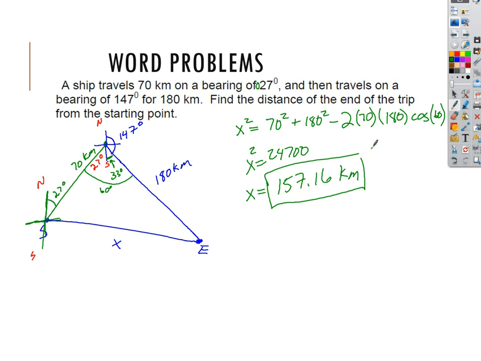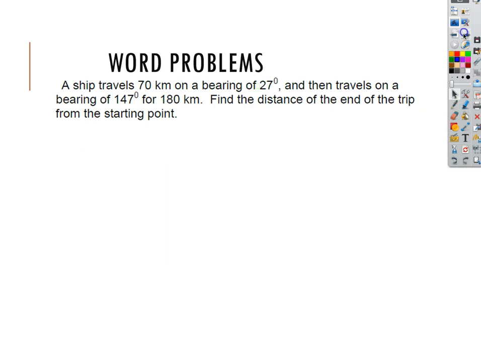Wow. It's a lot of work. So not only do you have to draw things, but you have to remember things from geometry. All right? Let that one soak in for a little bit. Take all the steps I put in there. And let's go on to the next one.